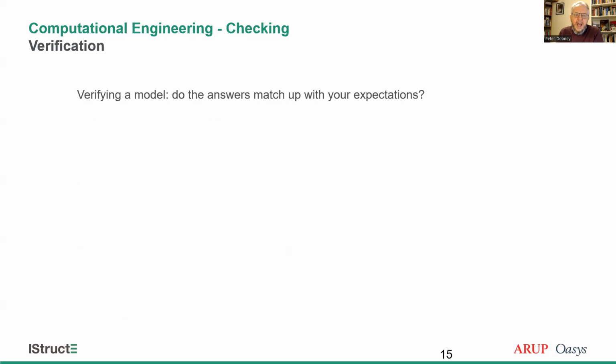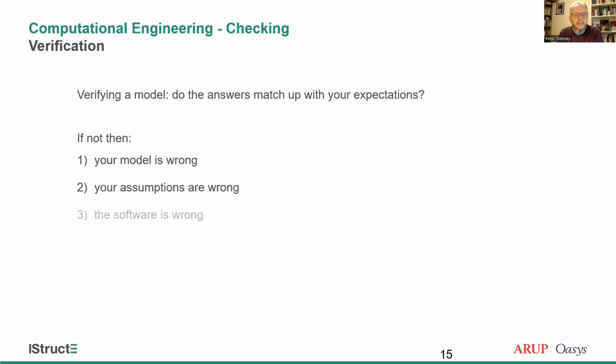So what happens if the model doesn't give the answers you expect? What might have happened there? It may be that your model is wrong. It may be that your assumptions are wrong. It might even be the software is wrong. But it's not normally the software, unless, of course, you've written it yourself, or one of your mates has. Then there's a good chance that that will be wrong.